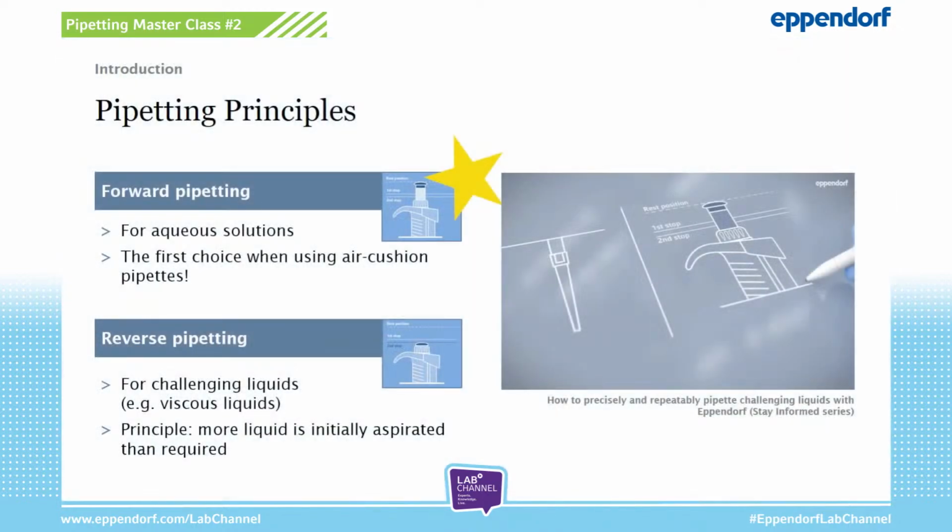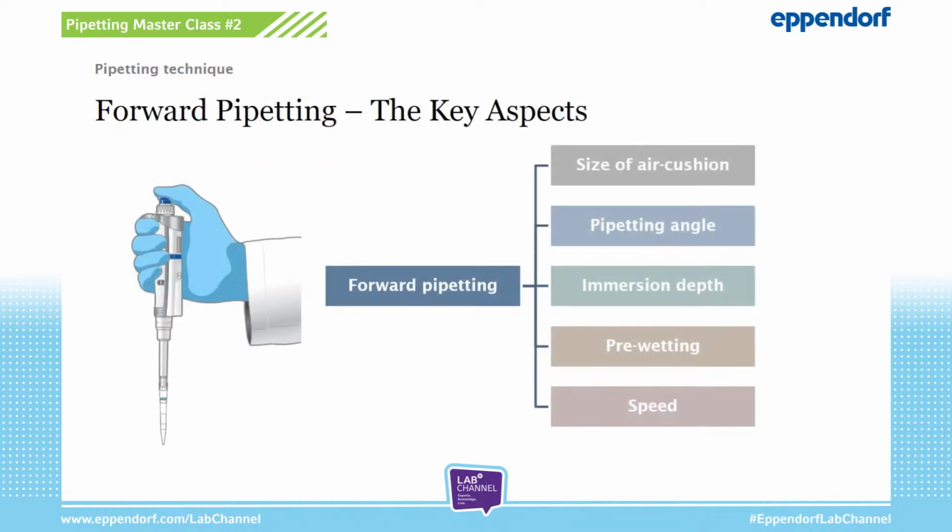So reverse pipetting is a method to pipette difficult liquids slightly better with an air cushion pipette, but in general, a positive displacement system should be preferred for these types of liquids. Air cushion pipettes are intended for forward pipetting, and the measurement deviations specified by the manufacturer for these pipettes refer exclusively to the pipetting principle with water. You can usually check these deviations in the operating manual of the pipettes. However, they are only valid with the correct pipetting technique.